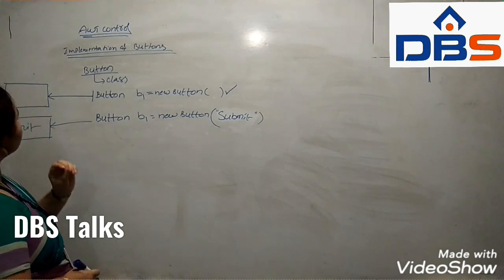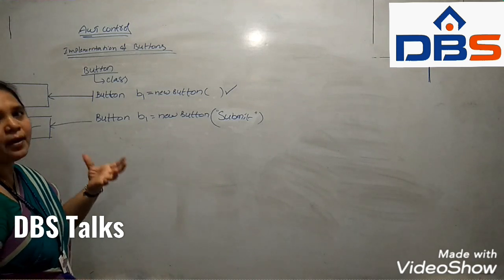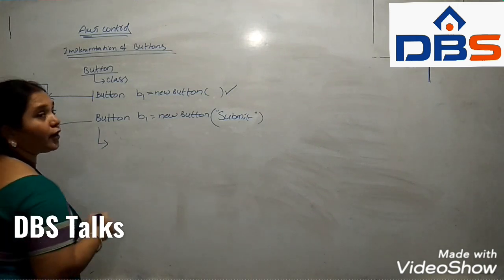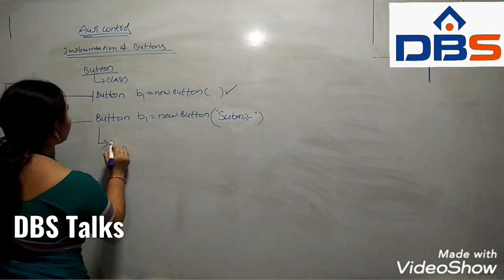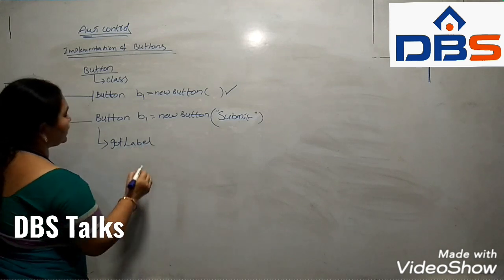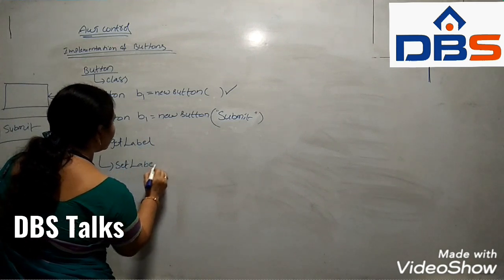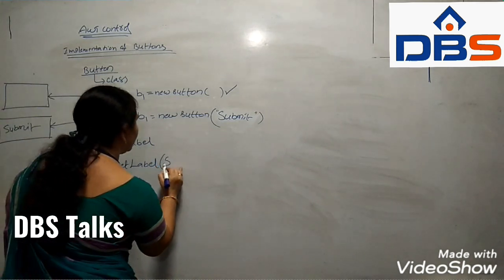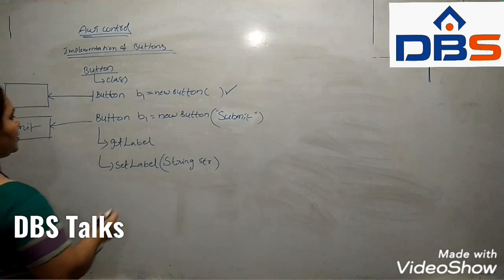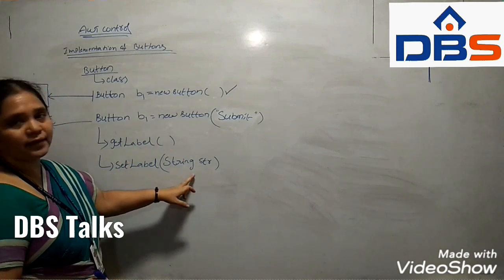Now, the Button class also includes some methods. Mainly there are two types of methods we follow: getLabel and setLabel(String str). These two methods we are using, the getLabel method and the setLabel method.